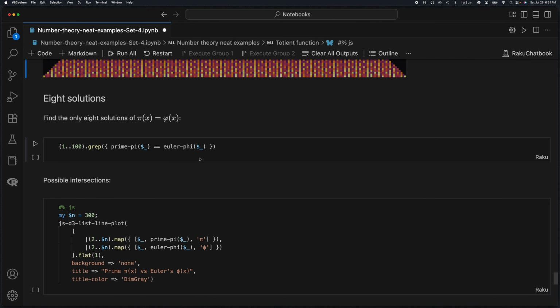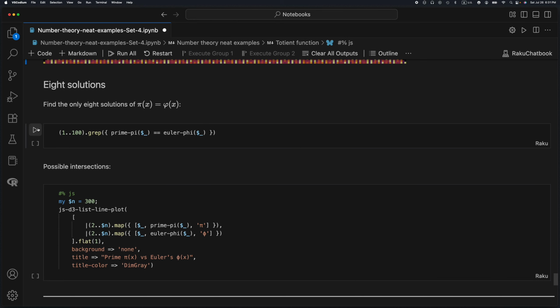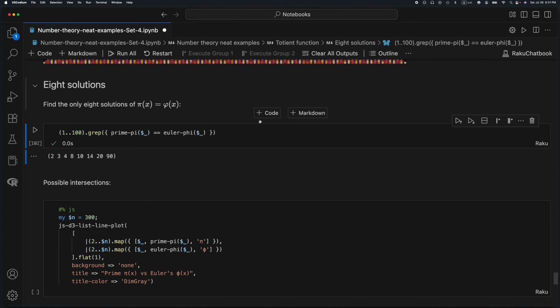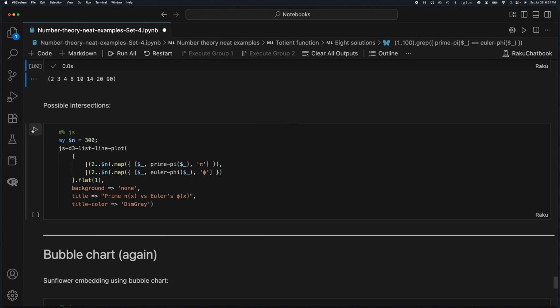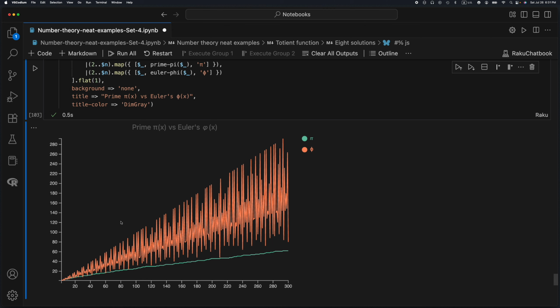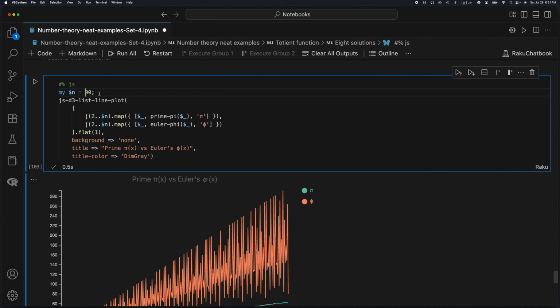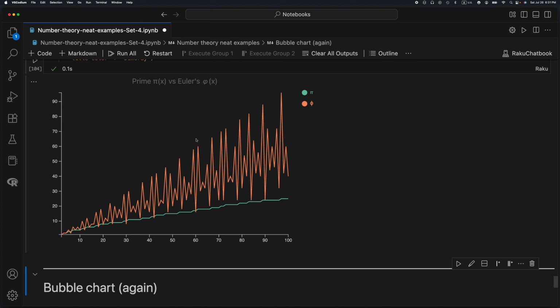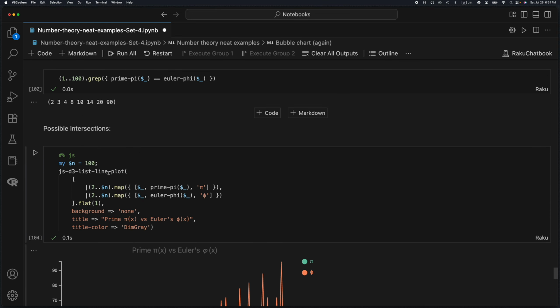Let's look at a more numerical example. We're trying to figure out the solutions of this equation, where Prime-phi equals Euler phi. This happens only for these 8 numbers. This can be proven, but instead of using a proof, we're just going to plot the numbers. Looking at the graphics, you can see we have some intersection somewhere here. Let me change this. Yes, more or less we see these results here.